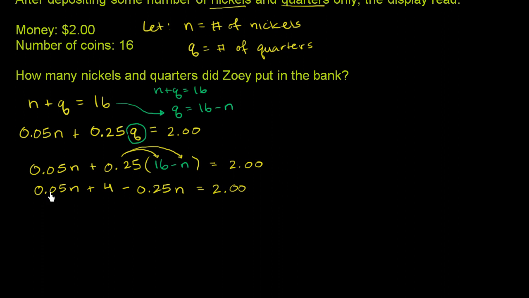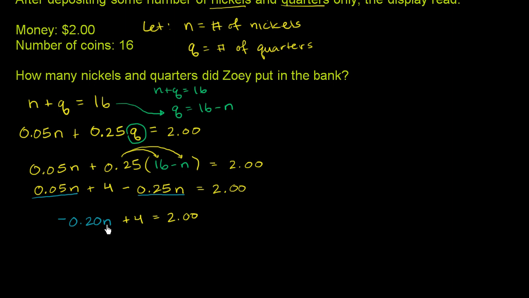See, we have 0.05 n minus 0.25 n. If I have 0.05 of something, and I subtract from that 0.25 of that something, that'll give me negative 0.20 of that something. If I combine these two terms, I get negative 0.2 n. And then, of course, I have the plus 4. Plus 4 is equal to $2, or we could even just write 2 there.